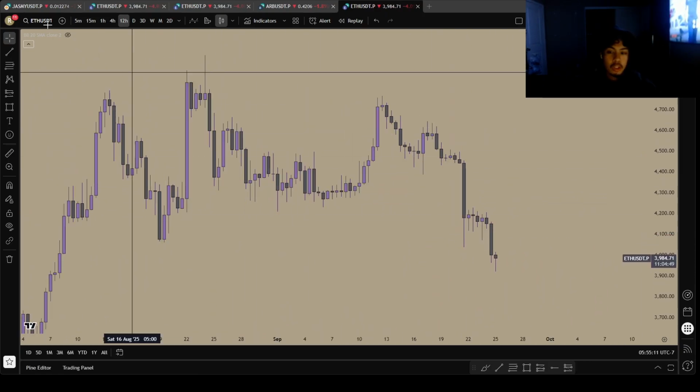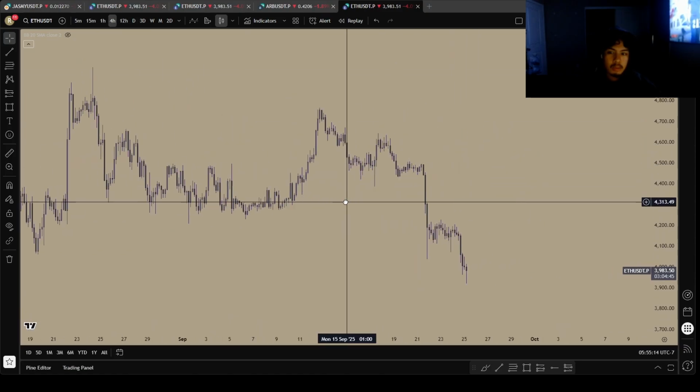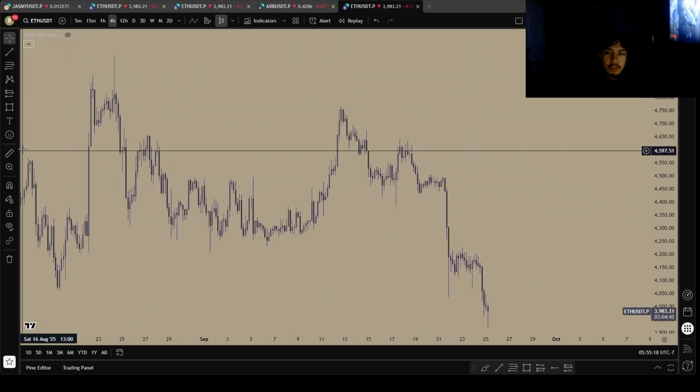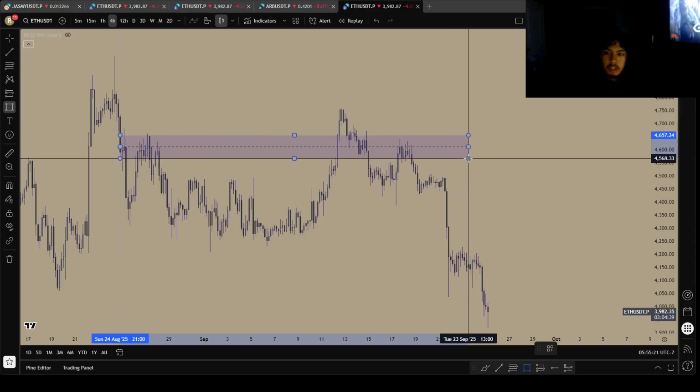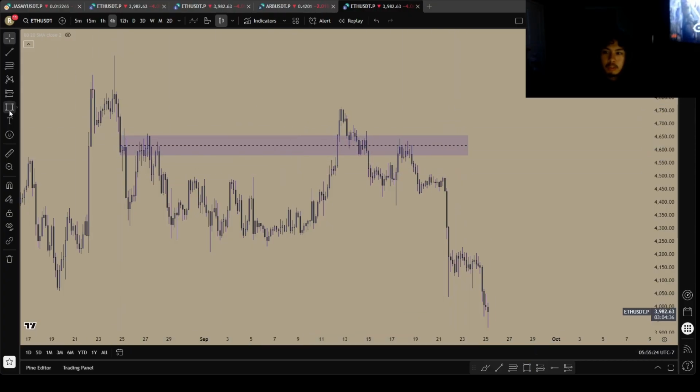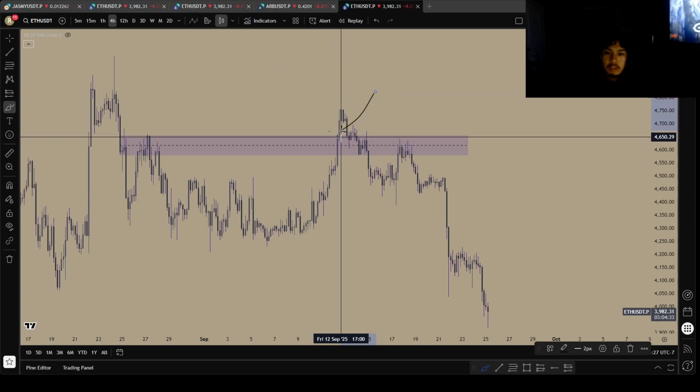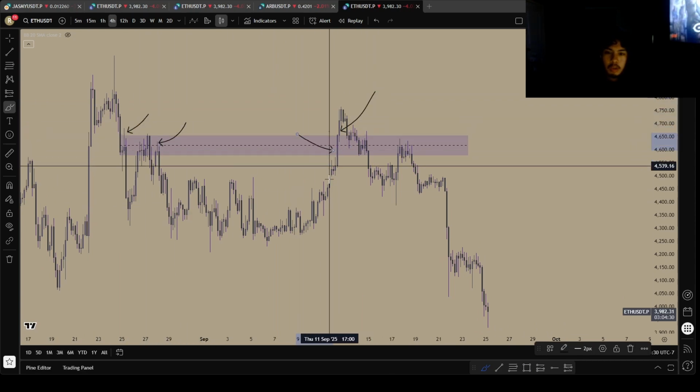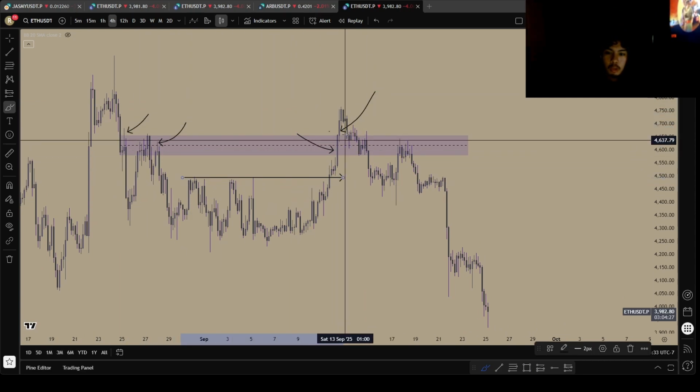What we could do when we're trying to grab a box, let me give you an example. Right here, this is a good box. How do we know this is a good box? Because prior to this move, we had resistance right here, then price broke above it. This was also resistance right here. We broke above it and kept going up.